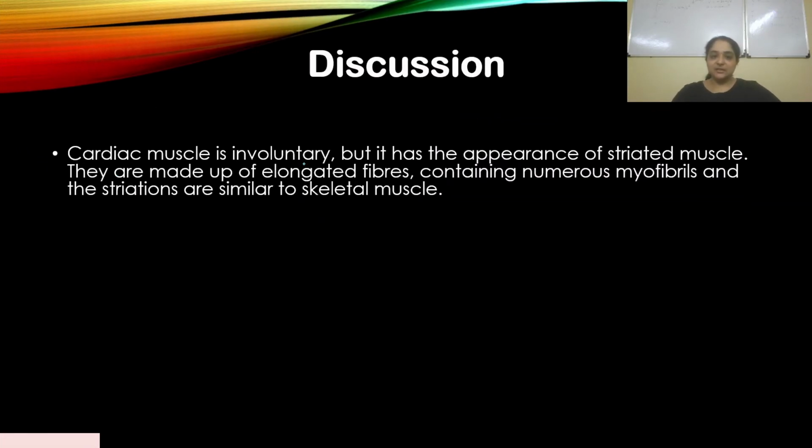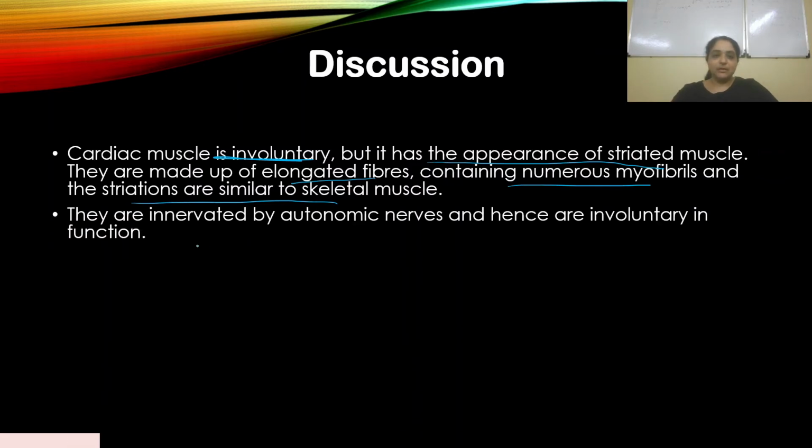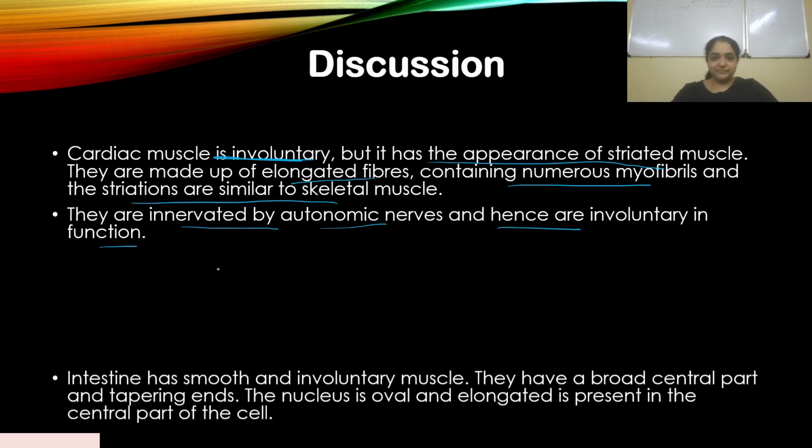Okay, so cardiac muscles are involuntary, right? But they have the appearance of striated muscle. They are made up of elongated fibers containing numerous myofibrils, and the striations are similar to skeletal muscle. So they function involuntarily, obviously, but they have the appearance of striated muscles. They are innervated by autonomic nerves, and hence are involuntary in function.